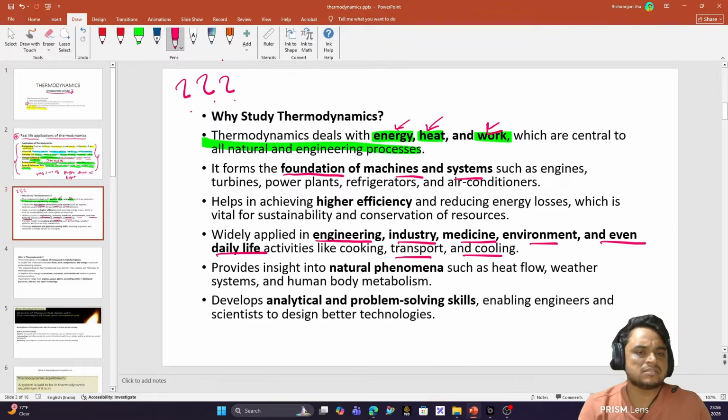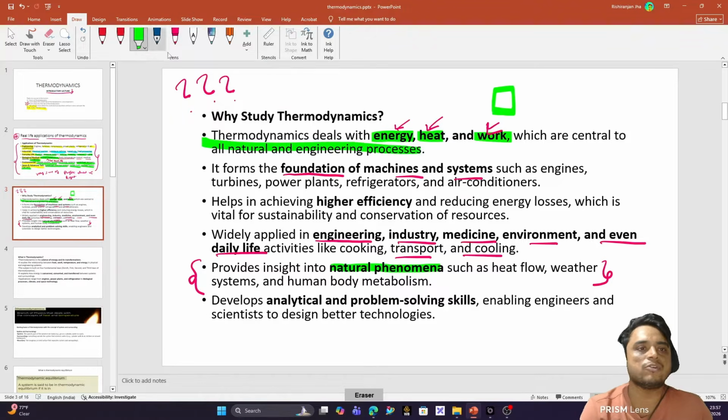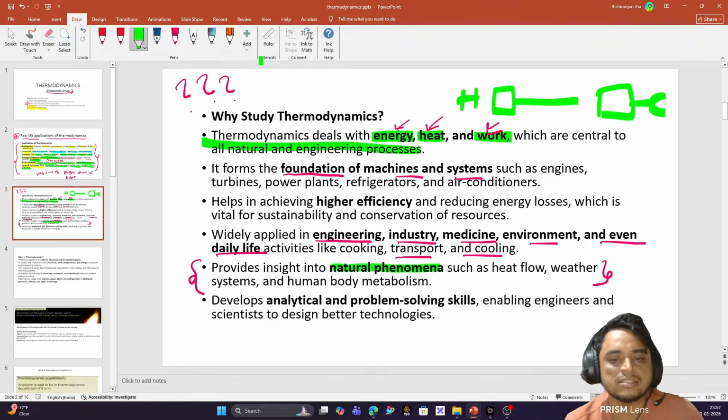And one of the most important reasons why we study thermodynamics is because it gives us insight into natural phenomena. Like it helps us to understand how heat flows. If you have studied thermodynamics, you know that heat always flows from a hot system to a cold system. It is because of thermodynamics that we are able to understand these things.